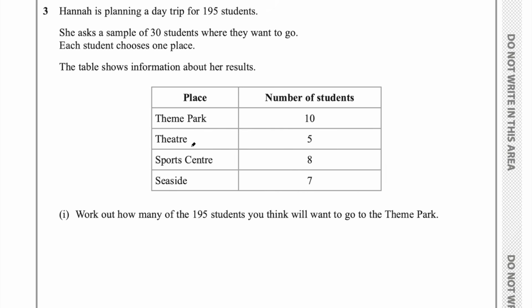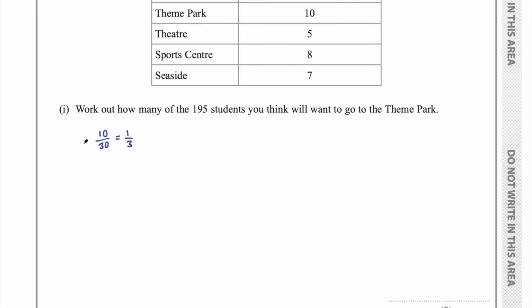10 out of the 30 students said theme park. So the proportion is going to be 1/3. So we could just show a little bit of working out here. I'm not sure you have to do this, but let's use an approximation symbol here to see approximately 1/3 want to go to the theme park. And that's based on the samples.